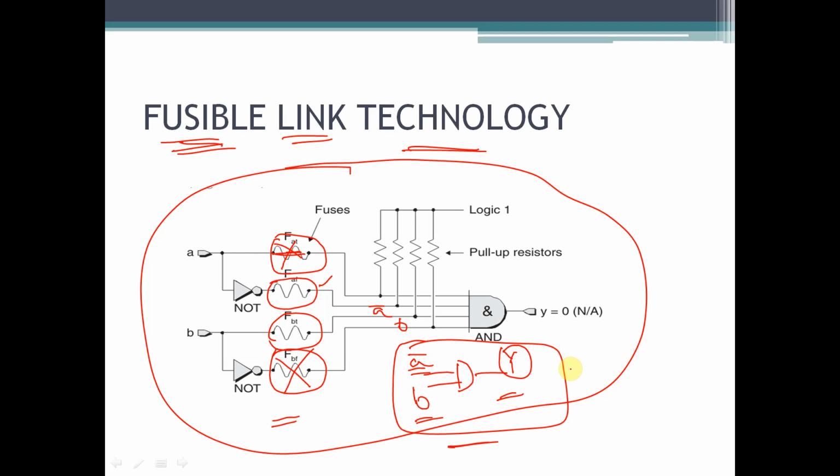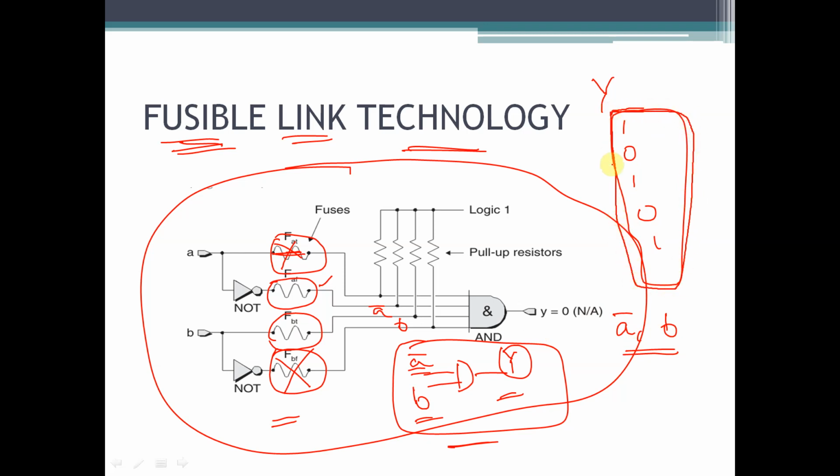Yes, sir. So this is how we are going to program. For example, we want our output to be the pattern 1 0 1 0 1. So the user will give the input pattern A bar and B accordingly, so that he can get the output pattern 1 0 1 0 1. Like this, he will program the inputs so that at the output he can get the particular pattern. So this is nothing but the programming, that's it.